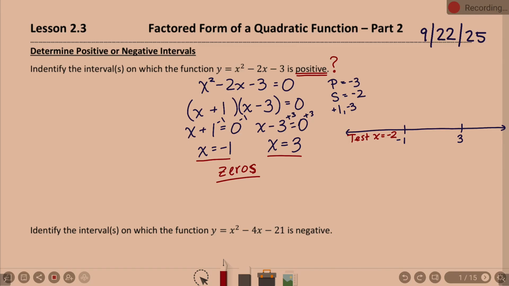So I'm going to take -2 and put it in my original equation. There are a couple different ways we can do this, but one option is to put it into the original equation. So -2 squared minus 2 times -2 minus 3. -2 squared is what? 4. -2 times -2 is another 4, minus 3. What do we know about 4 plus 4 minus 3?